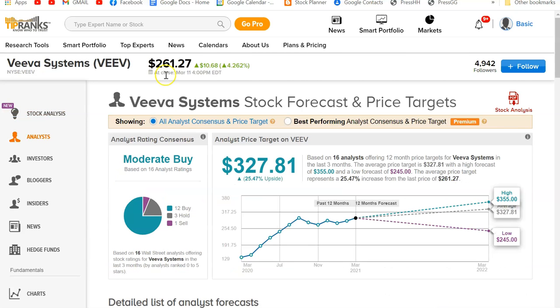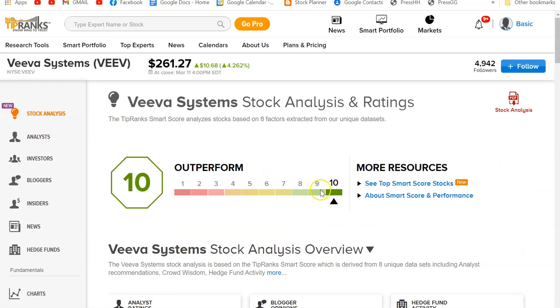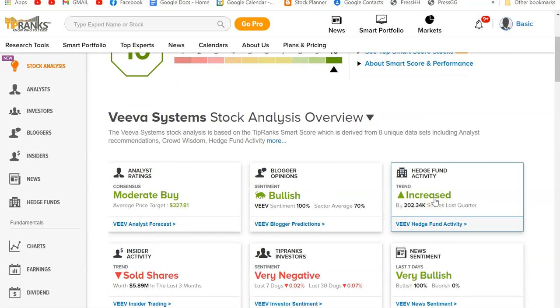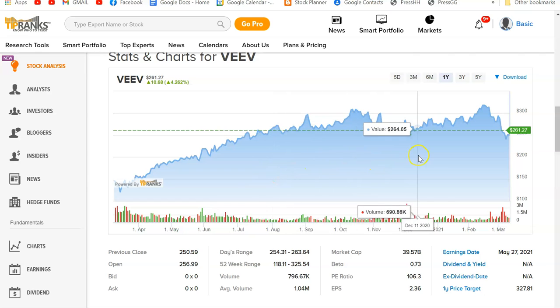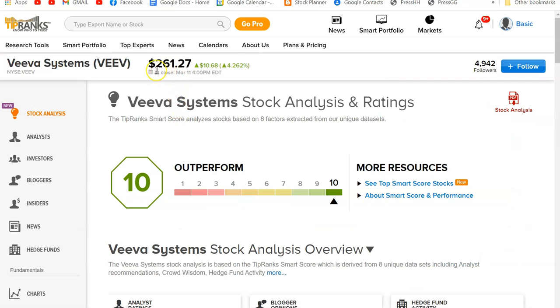Two more on my list. VEEV, 261. I've been waiting for a pullback for this stock. Moderate buy. Target 327. Like it. I like this stock. Outperformed. That's one of the reasons why. Hedge fund activity increased. I like that. It provides cloud-based solutions for the medical world. This is what I was talking about. Look at that, straight up. Then it's been floating around here. Then we had our pullback. This is what I've been waiting for. And to go long, if you could find an option where the stock price will stay above 260, it's worthwhile looking at. VEEV, I'm going to definitely look at and try to get in on tomorrow as an option trade.